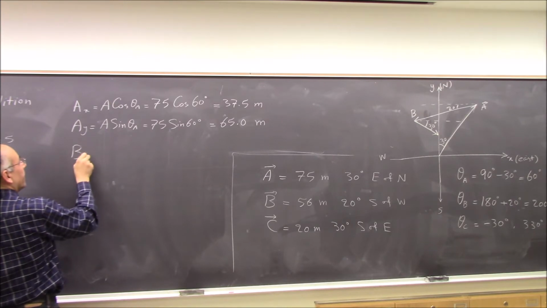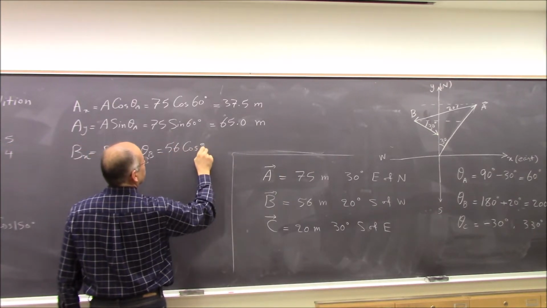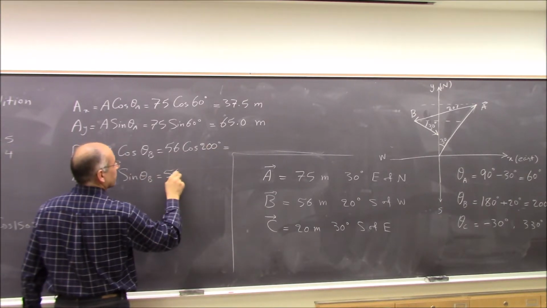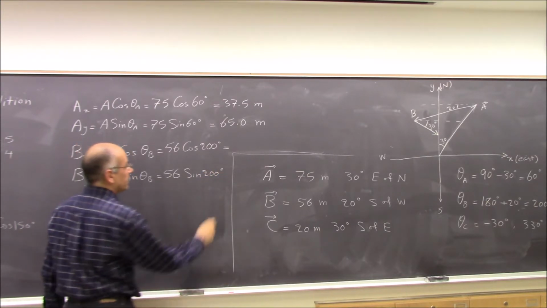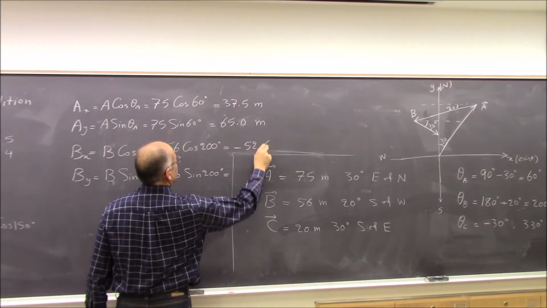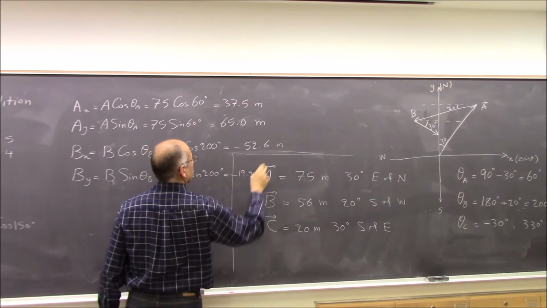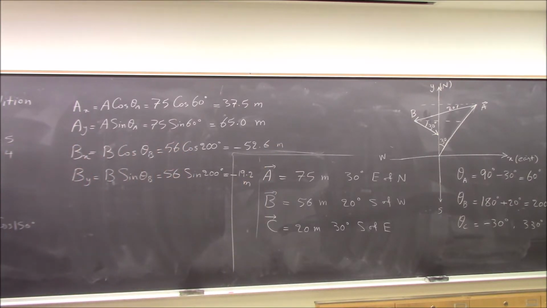So again, Bx is 6 cosine 200 degrees, and By is 6 sine 200 degrees. How much are these? 2.6, and the second one is negative 19.2. 19.2, thank you, meters. I'm a little bit disorganized here.